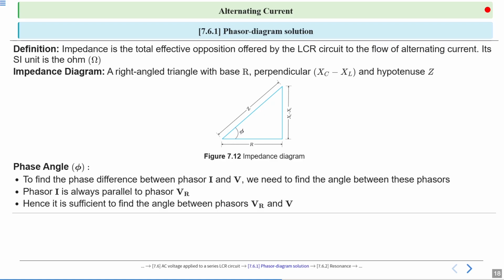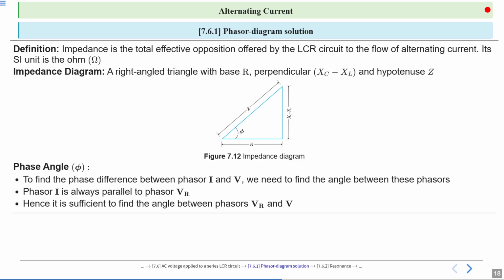This hypotenuse is along the voltage phasor, the net voltage V, and this R is along the VR phasor, the voltage across the resistance. This XC minus XL is along the VC plus VL phasor that we have calculated by combining VC and VL. From there this impedance diagram came. From the phasor diagram, that impedance diagram is extracted.